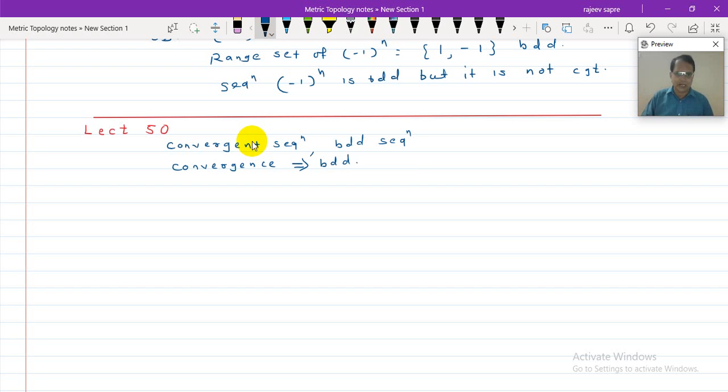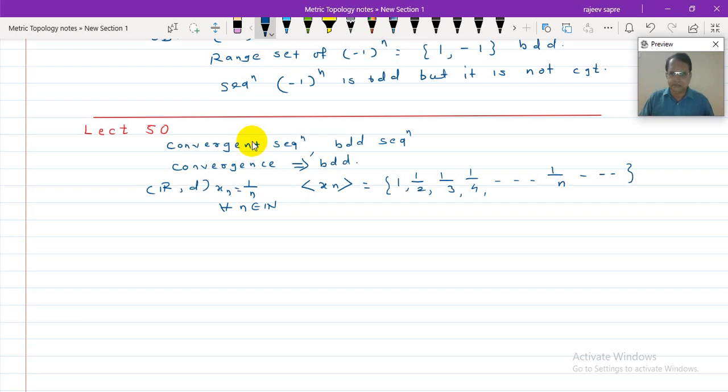For example, suppose I take a usual example to understand the idea of subsequence. Suppose you have the metric space R, d, usual topology. And suppose I talk about the sequence 1 by n. Suppose this is my sequence xn, xn is 1 upon n for all n belonging to capital N. Now you know the terms of this sequence. They are 1, 1 upon 2, 1 upon 3, 1 upon 4, and so on. 1 upon n is the general term. This is a sequence.